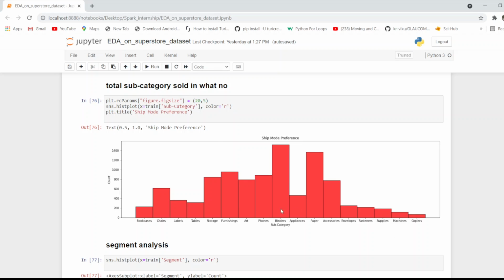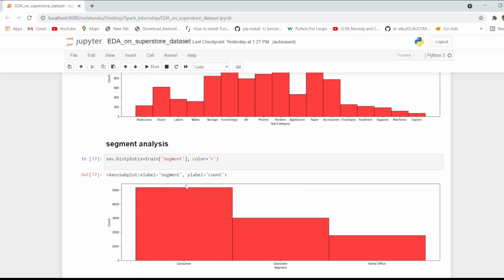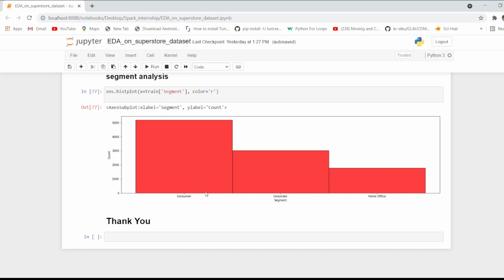So it's a graph of subcategory wise items sold, showing how many items we are selling. Then the segment wise graph shows which segment is buying most of our items: consumer, corporate segment, and home office. The consumer is the one where we are selling the most, then the corporate segment, and then home office. So it's the end of the EDA performed on the retail data set. Thank you.